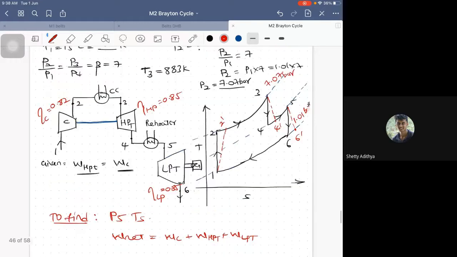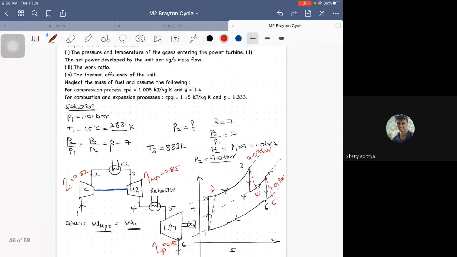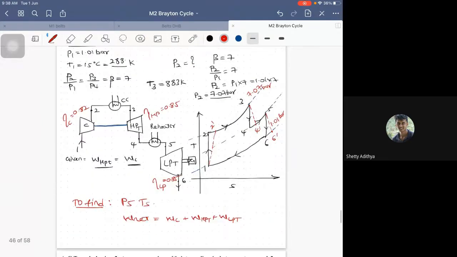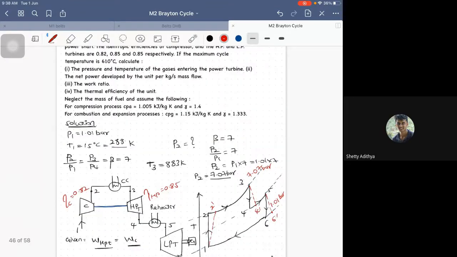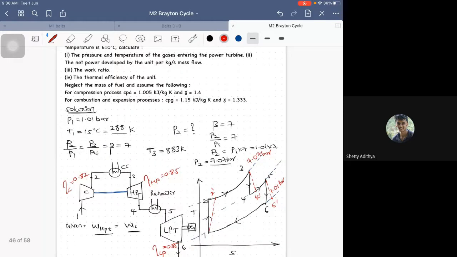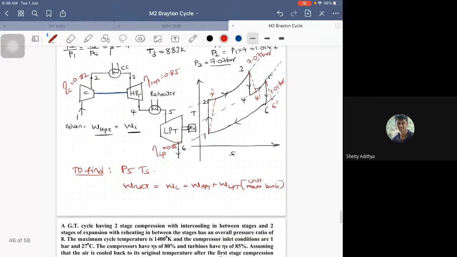Okay. Next. What else is being asked? So work net you have to calculate. And here clearly he has specified that you have to consider it on a unit mass basis. So I would just write in the bracket, it is with respect to unit mass basis. If it is with respect to unit mass basis, you can neglect the value of m. That's great. Work ratio he has asked us to find.